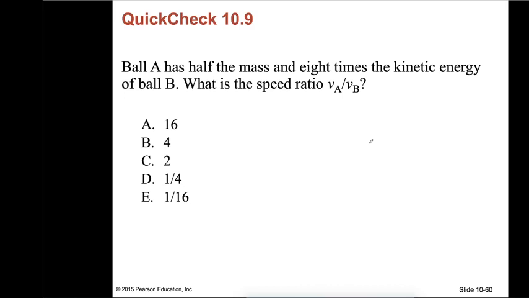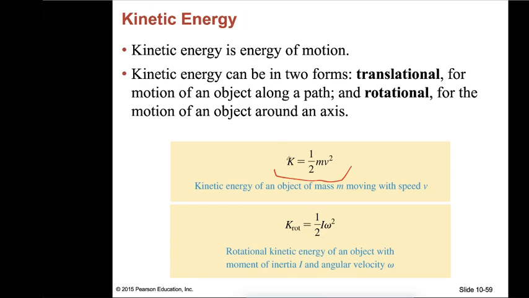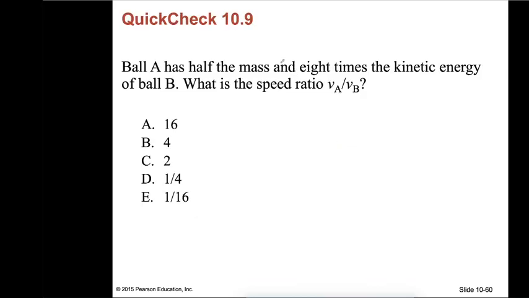Now, ball A has half the mass and 8 times the kinetic energy of ball B. What is the speed ratio v A over v B? You're going to use the equation shown here, kinetic energy equals 1/2 m v squared, and then use that equation to calculate the speed ratio. Please try to do it by yourself.